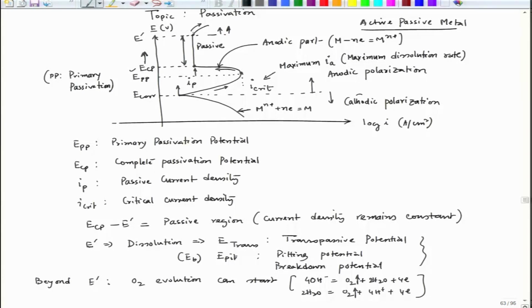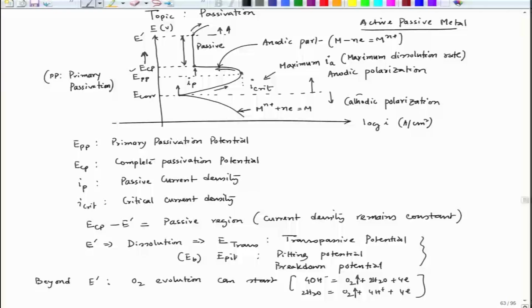But remember, that time it may not be the transpassive potential, because the metal oxide layer, the passive layer, may not dissolve. The oxide layer remains, but the surface acts as a substrate for the oxygen evolution reactions. These critical values we will talk about gradually one by one, but first let us address this part: why do we come across this oxygen evolution at a higher potential?